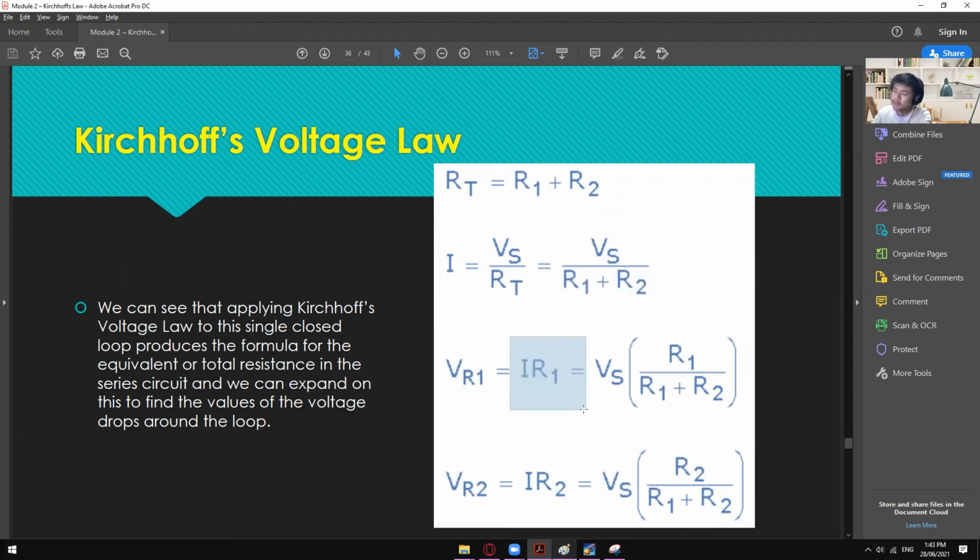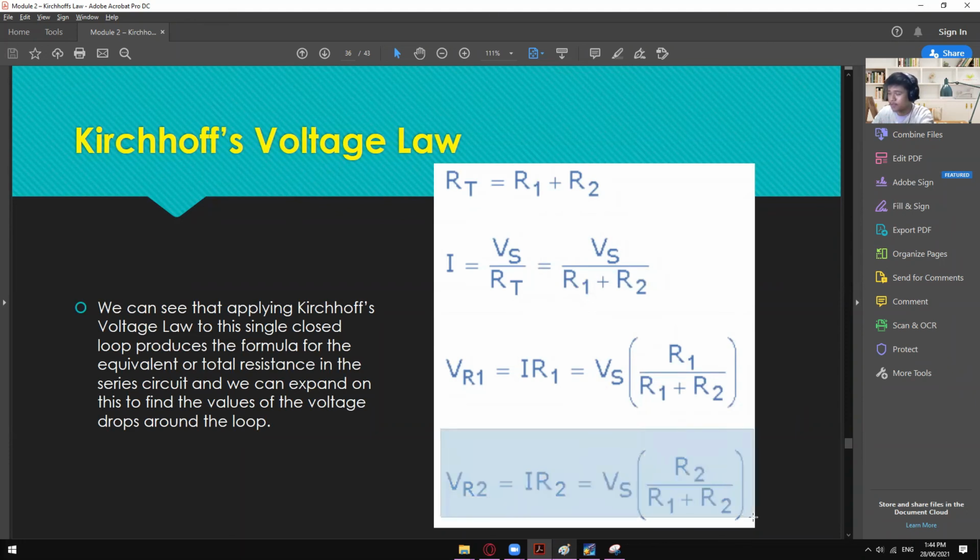If you want to get the individual voltage of R1, VR1 is equal to I times R1. Initially we only have I, which is Vs divided by RT, or Vs divided by R1 plus R2. So we can use that to replace this I right here. So Vs times R1, divided by R1 plus R2. It's just a matter of manipulating your equations right here using Ohm's law, etc.